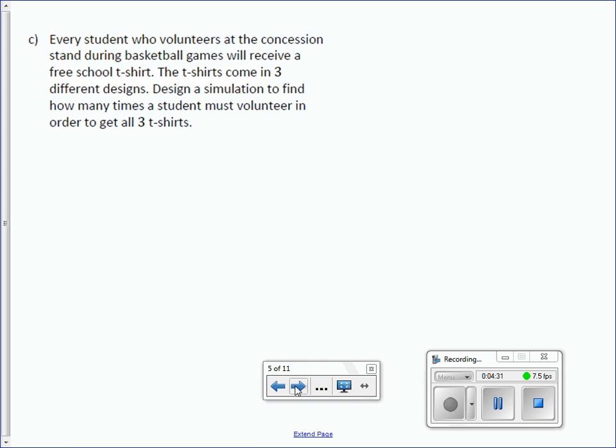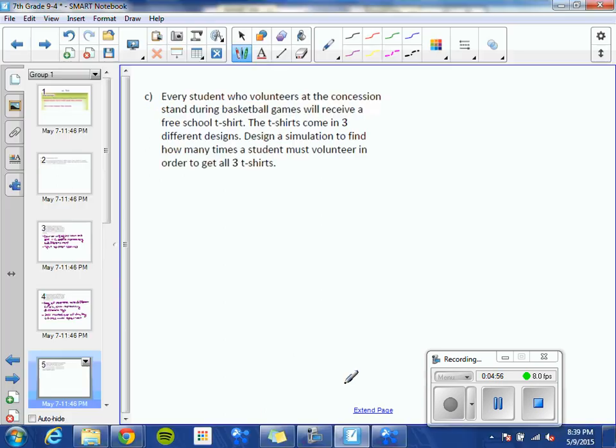Letter C. Every student who volunteers at the concession stand during basketball games will receive a free school t-shirt. The t-shirt comes in 3 different designs. Design a simulation to find how many times a student must volunteer in order to get all 3 t-shirts. Again, we could choose a spinner, a bag of marbles, if we wanted to. So let's just choose a spinner.